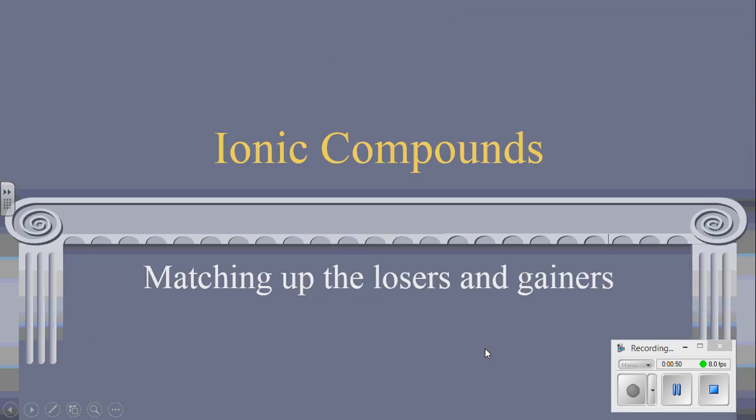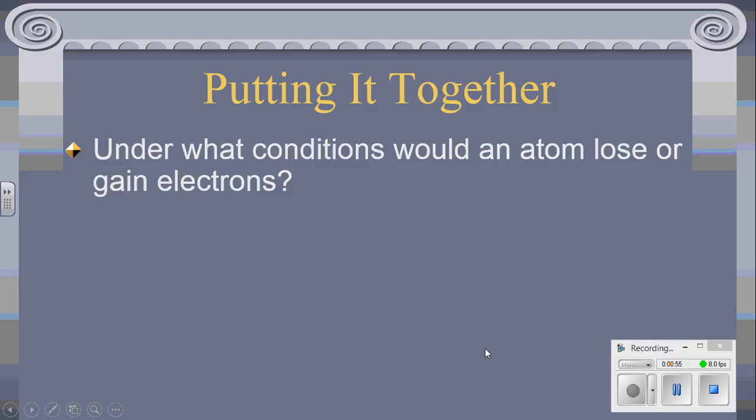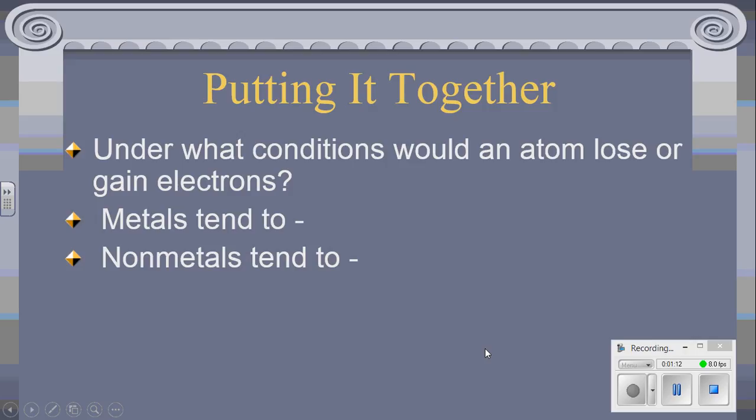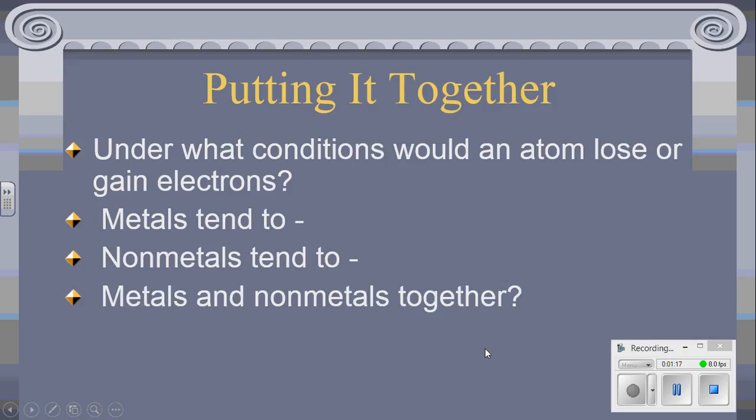All right, so what happens when we put this all together? We take the losers and the gainers and we see what we can do with them. So when would an atom lose or gain electrons? I told you earlier in one of the videos that this doesn't just happen spontaneously. Something has to happen for an atom to gain or lose electrons. I've also already mentioned that metals tend to lose electrons, and nonmetals tend to gain electrons. So if we have a metal and a nonmetal put together under the right conditions, then the metal will tend to lose its electron to the nonmetal. So the metal becomes the positive ion, and the nonmetal becomes the negative ion.